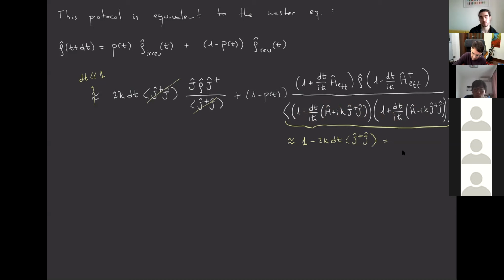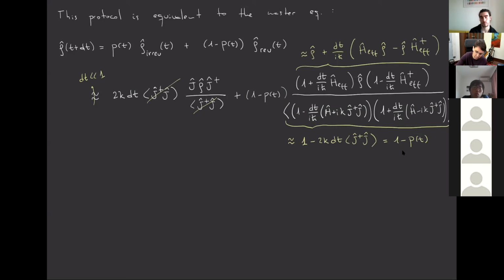Okay, but this is precisely 1 minus p of t. So you see that we have 1 minus p in the numerator, 1 minus p in the denominator. And then on the other hand, all this term in here, if we expand up to, again, first order in dt, is equal to rho, plus dt divided by i h bar, and then we have the Hamiltonian acting on rho minus rho acting on the Hamiltonian dagger.